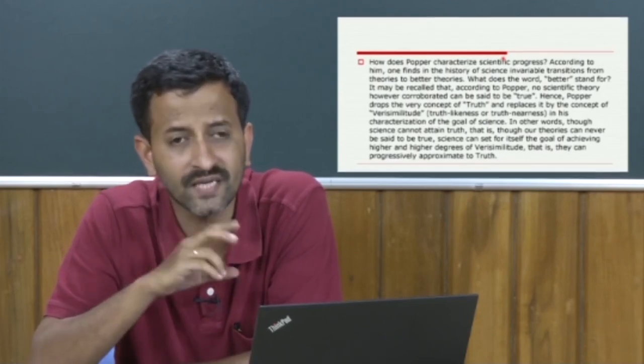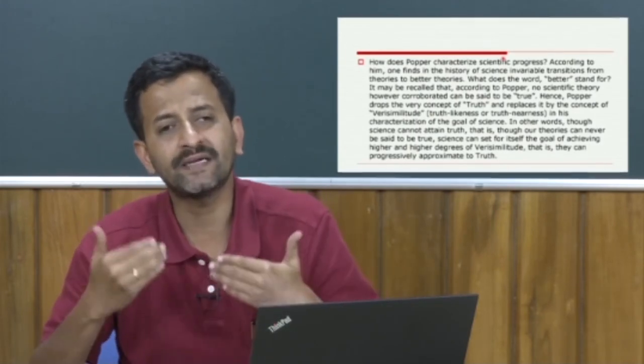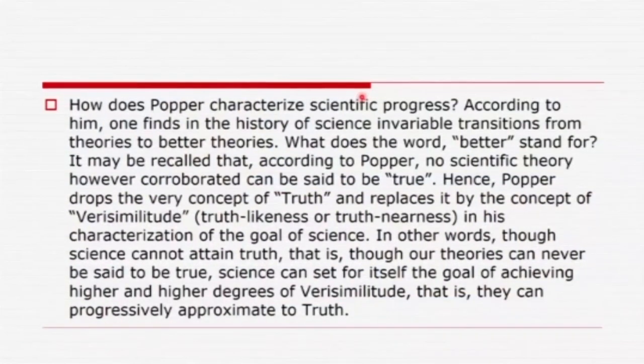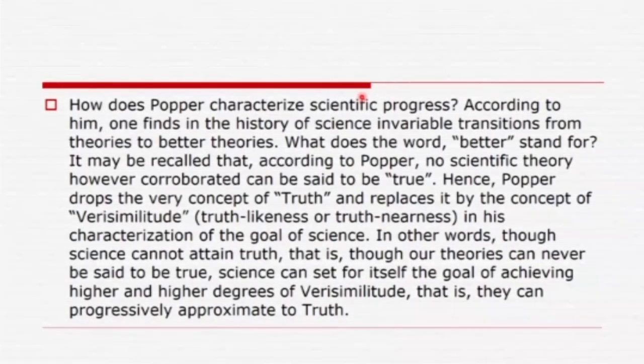Then, if the hypothetico-deductive model is becoming the hallmark of scientific knowledge for the growth of science in the Popperian schema, how does Popper characterize scientific progress? According to Popper, one finds in the history of science invariable transitions from theories to better theories. What does the word better stand for?